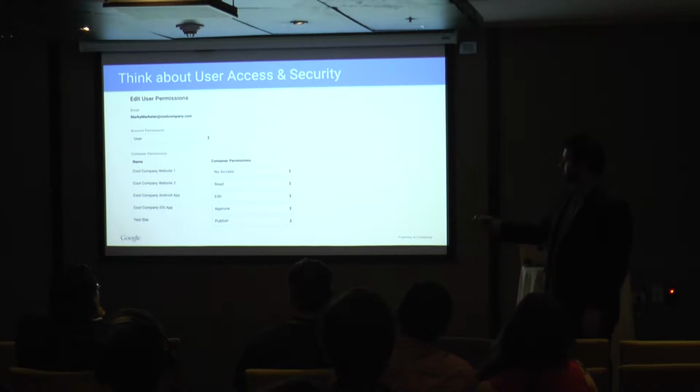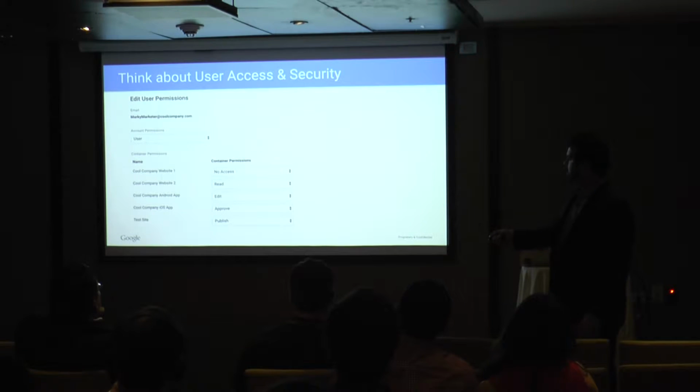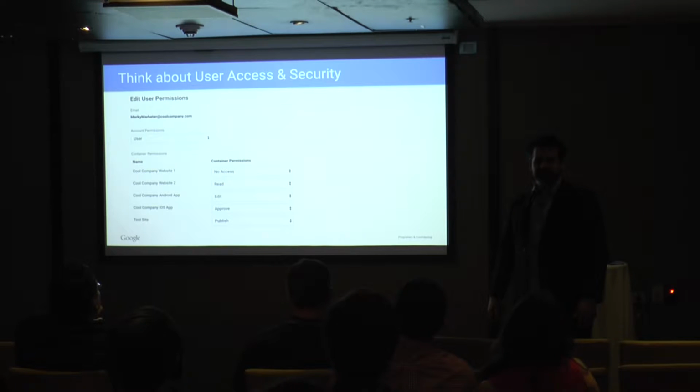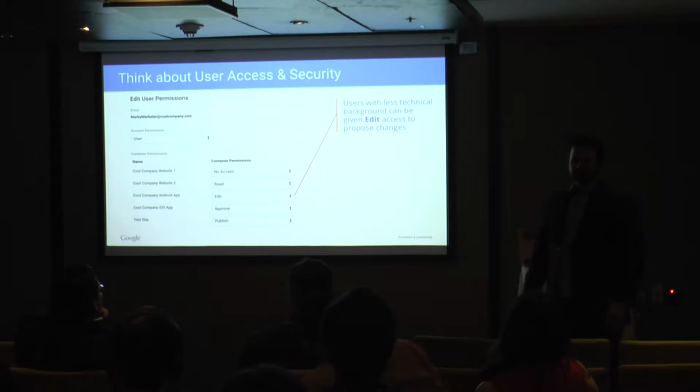So let's talk a little bit about what this is, because I think it'll start to make sense about who should have what access level. So no access is pretty clear, right? This person doesn't have access. Marquee marketer doesn't have access to our cool company website 1, right? It makes sense. And read makes sense, right? You can look at stuff, but you can't change anything.